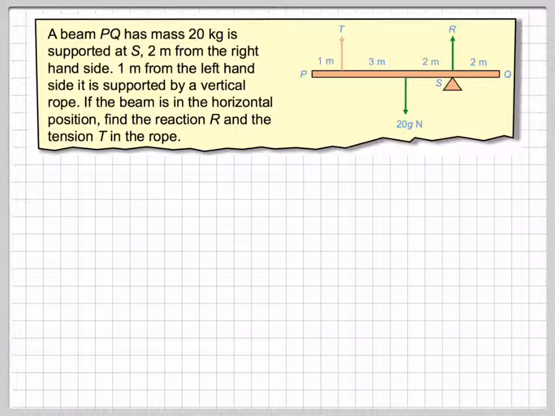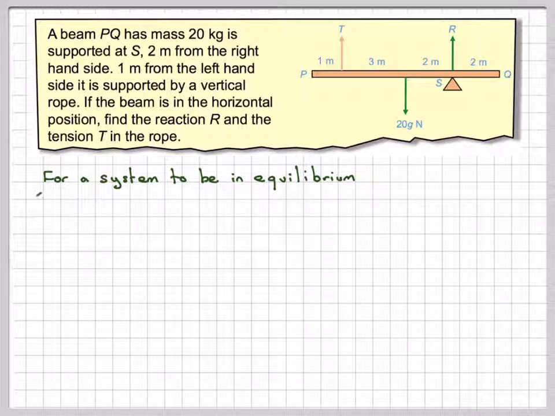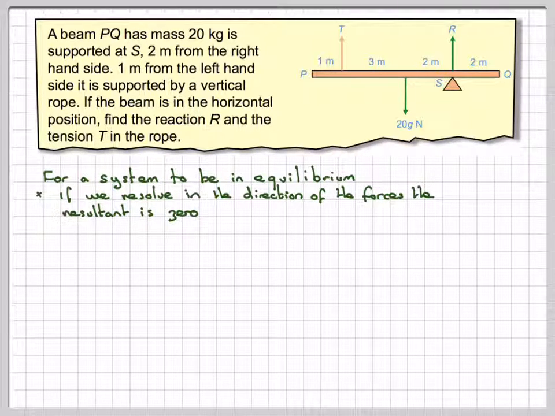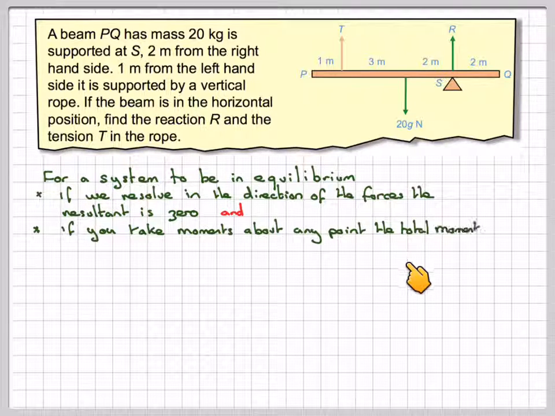The system of parallel forces will be in equilibrium if the first thing, the resultant of the forces is 0 and the total moment of the forces about any point is also equal to 0. So for a system to be in equilibrium, it requires two conditions. If we resolve in the direction of forces, the resultant will be 0, and secondly, and both have to be, if you take moment about any point, the total moment is 0. So the moment of forces is 0.